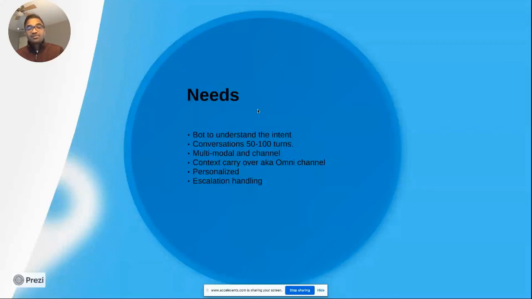Conversations could go up to 50 to 100 turns, and as we can see, the conversations are multimodal and multi-channel. You are in one channel and you want to go to a different channel. That could happen, and when that happens, you want the context to carry over from one channel or one mode to a different channel or a different mode.